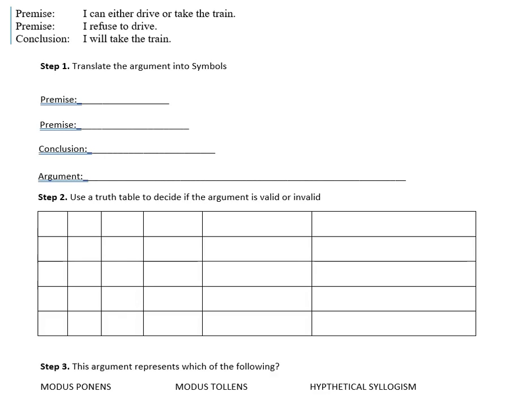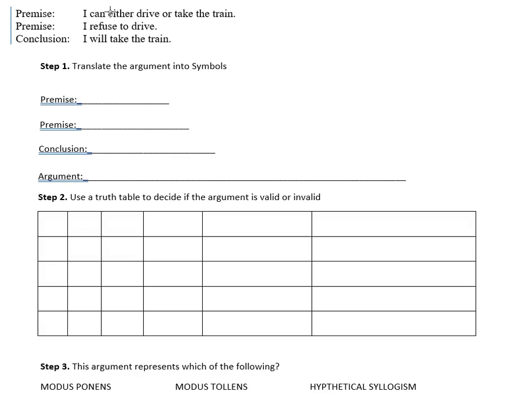In this video, I will show you how to translate an argument into logic symbols and then decide whether it's valid or not using a truth table. So the argument we have has these two premises and a conclusion.